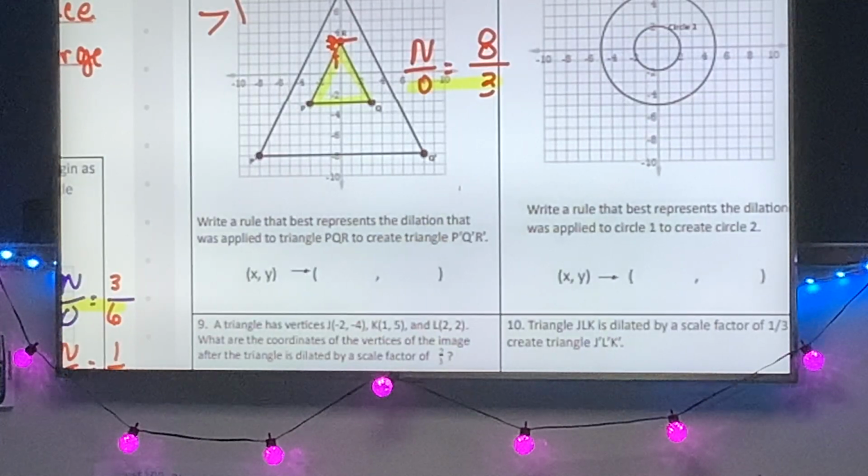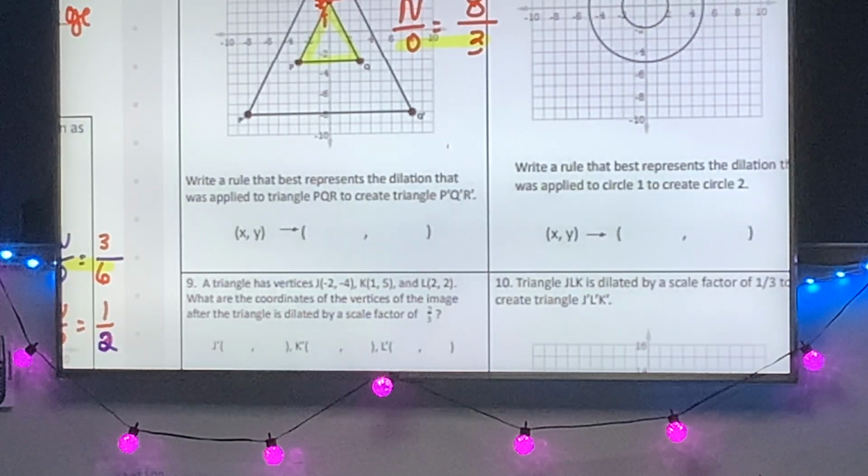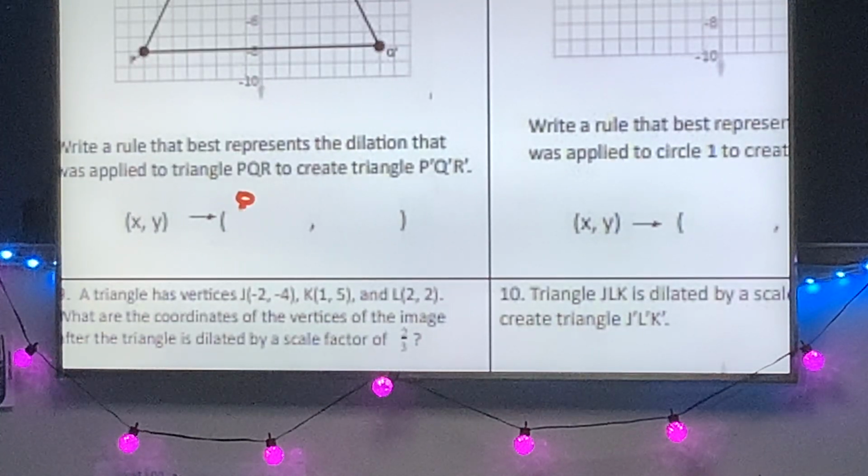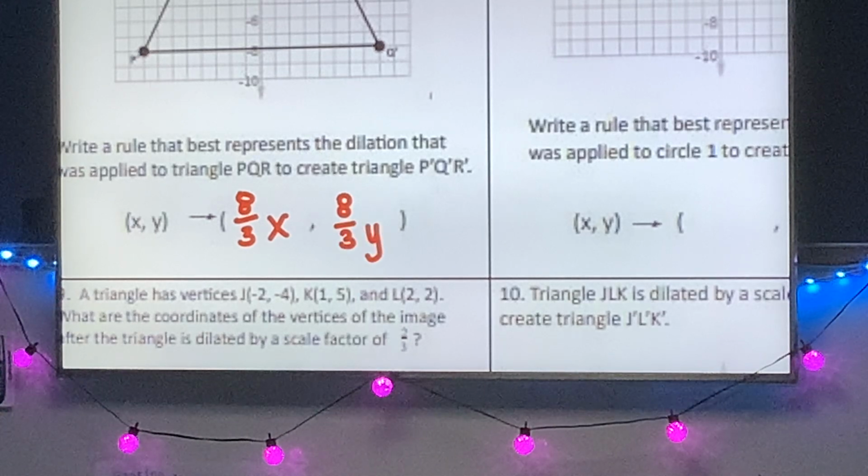Did it change? No. If you want to know what that number looks like to make sure it's greater than 1, in a normal calculator, just hit 8 divided by 3 and hit enter. Is that number greater than 1? Yes. Do not write that ugly decimal. We are going to just leave that as an improper fraction. 8/3x, 8/3y, and you're done. Leave it just like that.